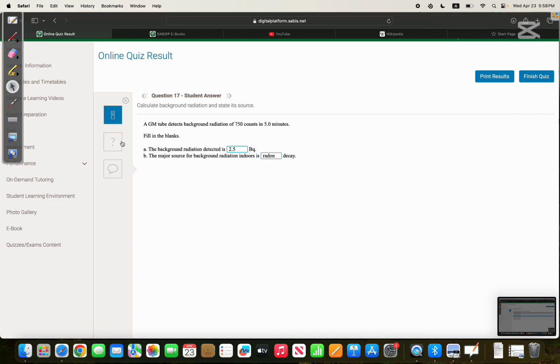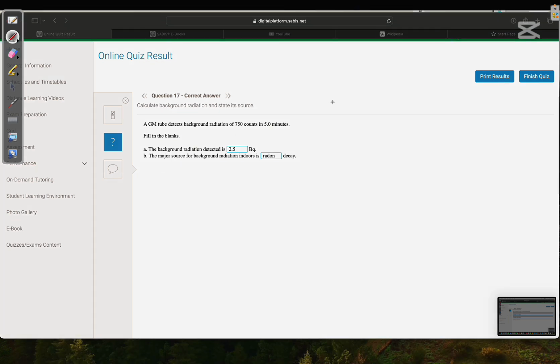Number 17. A GM tube detects background radiation of 750 counts in 5 minutes. Okay, look, so to know background radiation, BGR, it is equal to counts over seconds. Count over S. S in this case is seconds.